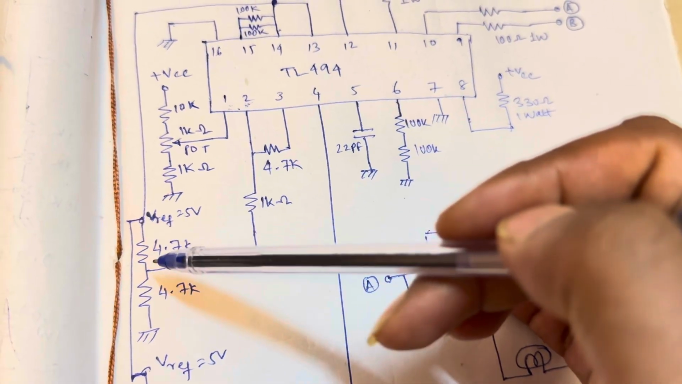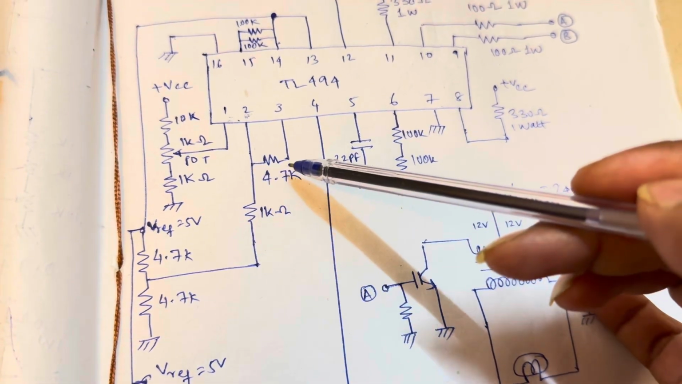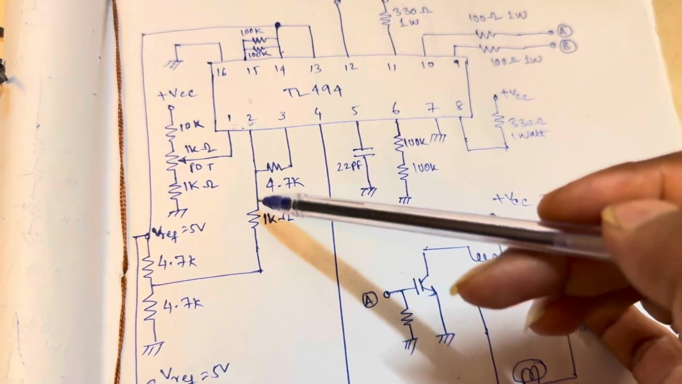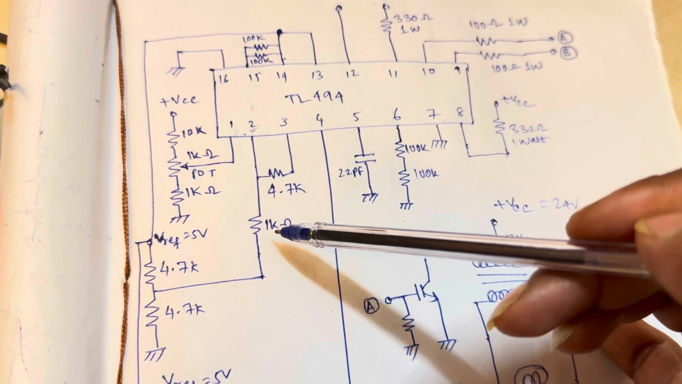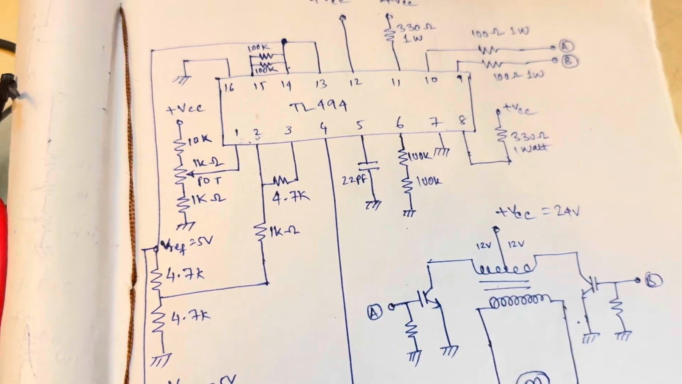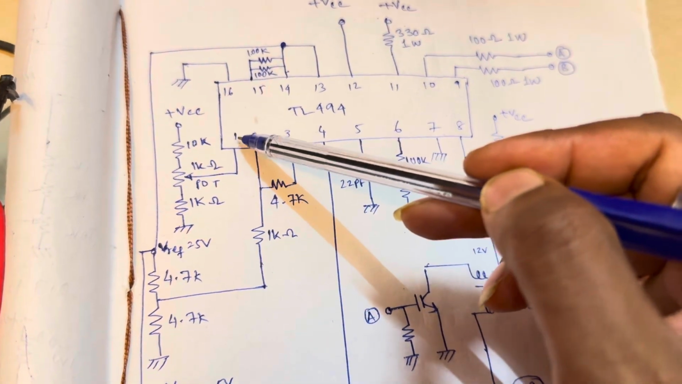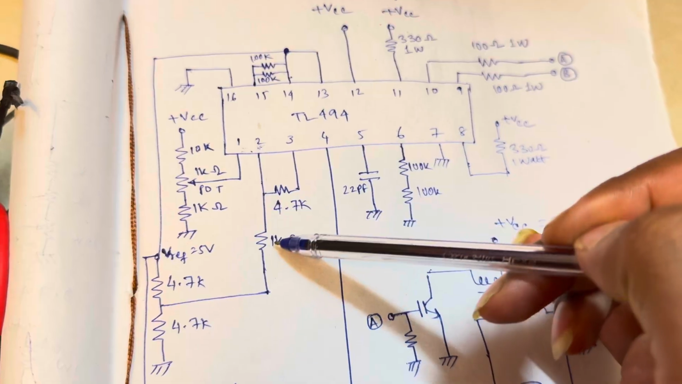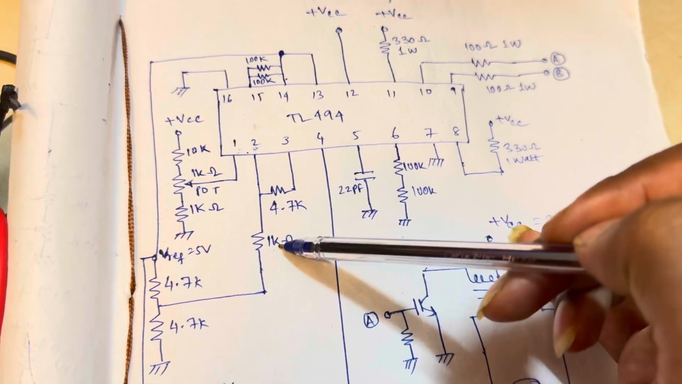I am using a voltage divider of 4.7K and this voltage is fed to the op amp inside. You can see here, there is a gain of 5. The input resistance is 1 kilo ohm and the feedback resistance is 4.7 kilo ohm. So this operational amplifier connected internally has a gain of 5, as 4.7 divided by 1.